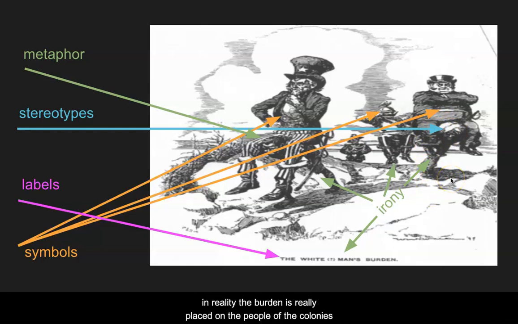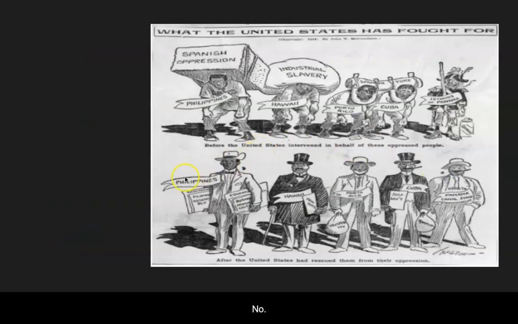So what's the artist trying to convey? He's trying to convey that imperialism, or the U.S. and European colonization, does not help the people that are being colonized. That in fact it is a burden for them. That it's not good for them. And so, does he support imperialism? No. Clearly, this cartoonist doesn't support imperialism. And so we'll look at one more.